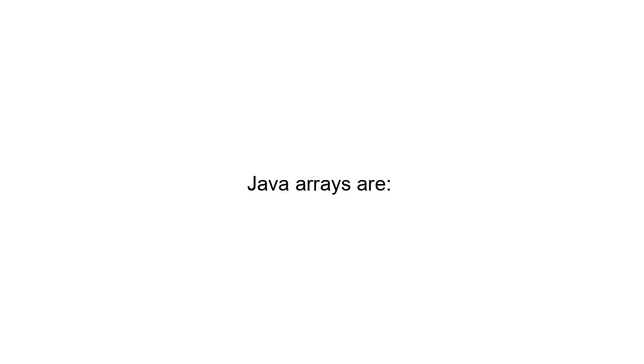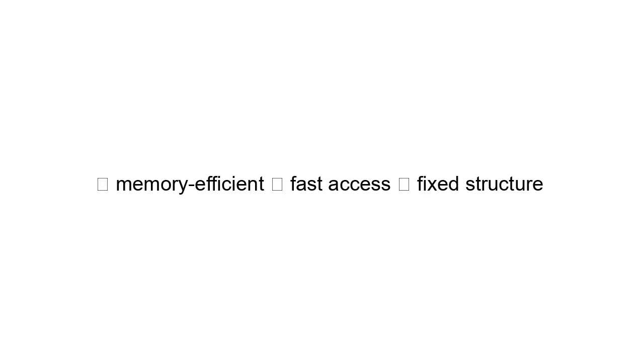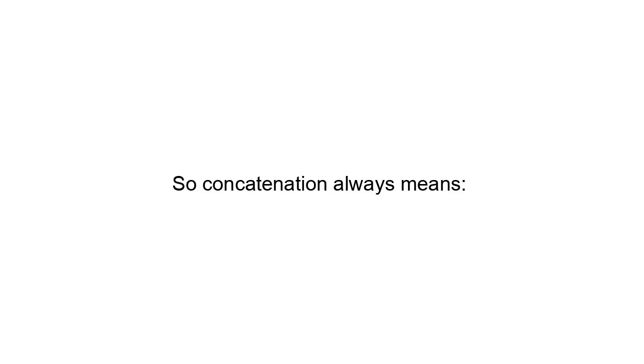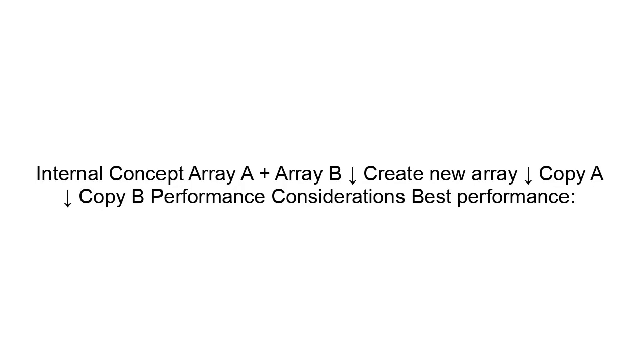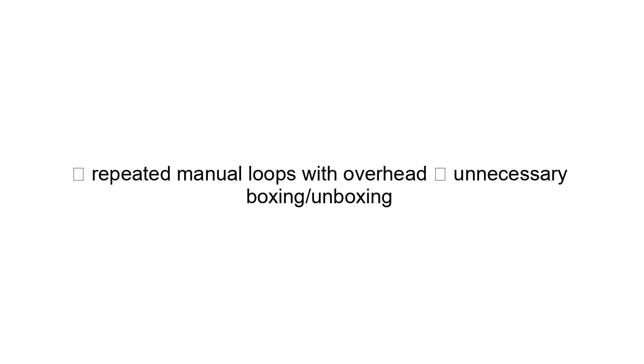Why are arrays fixed size? Java arrays are memory efficient, fast to access, and have a fixed structure. So concatenation always means creating a new array. Internal concept: array A plus array B, create new array, copy A, copy B. Performance considerations. Best performance: System.arraycopy. Worst performance: repeated manual loops with overhead, unnecessary boxing and unboxing.